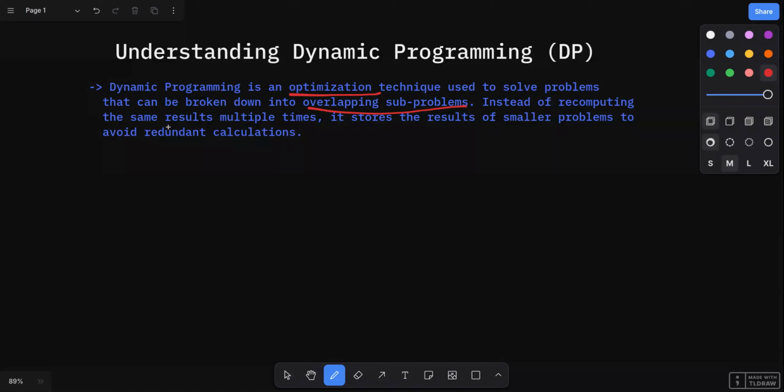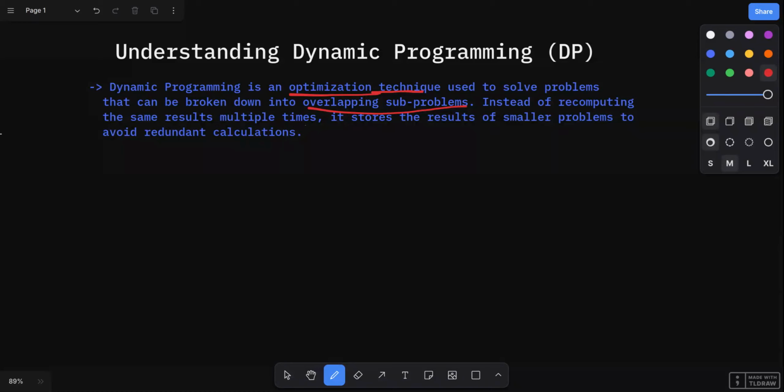Instead of recomputing the same results multiple times, what it does is that it stores the results of smaller problems to avoid redundant calculations. So the first thing is that it's an optimization technique, and we use it to solve problems that can be broken down into overlapping subproblems. That's the second major thing. And also do take note of that: it's recomputing the same result multiple times.